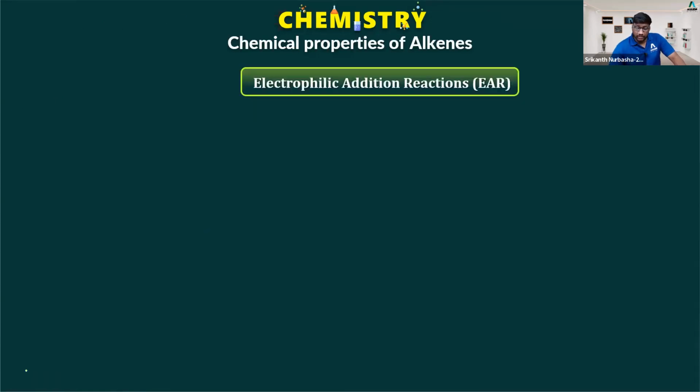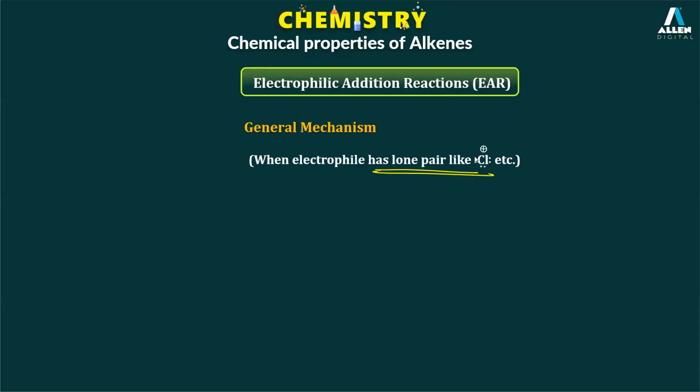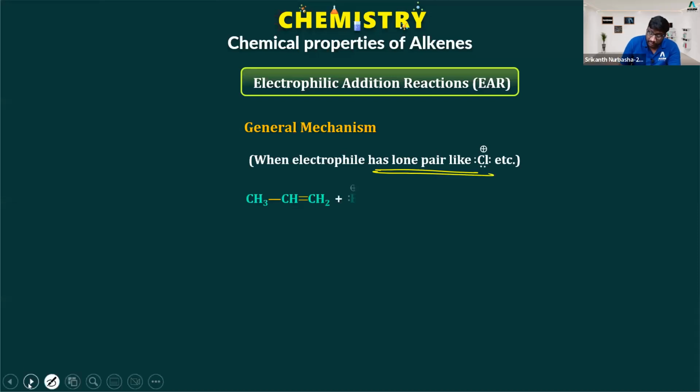Electrophilic addition reactions. General mechanism when the electrophile has a lone pair, like Cl plus. In this case, what is the intermediate formed? Cyclic halonium, as we have seen a lot of examples. CH3, CH double bond CH2 plus electrophile. Pi electron density attacks the electrophile. Since a lone pair is present, the lone pair also attacks this particular carbocation, forming the cyclic halonium. This is the RDS, rate determining step.